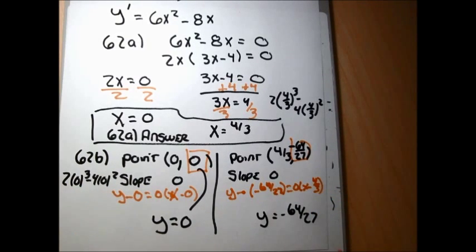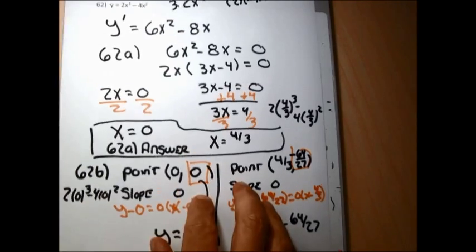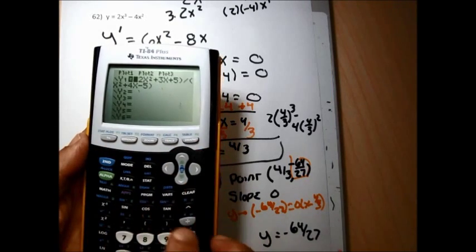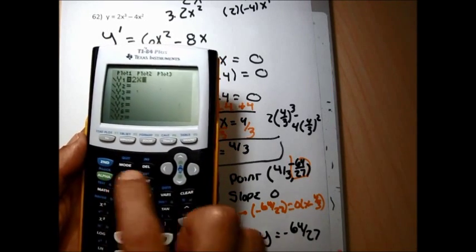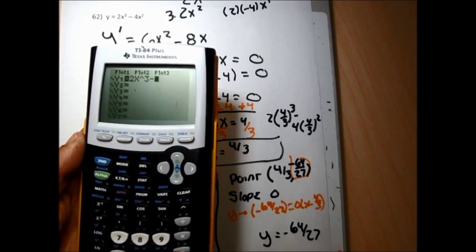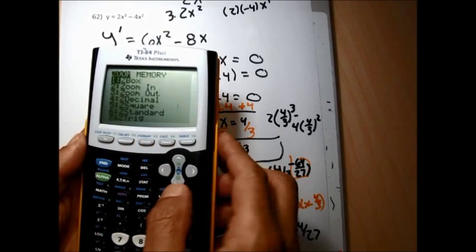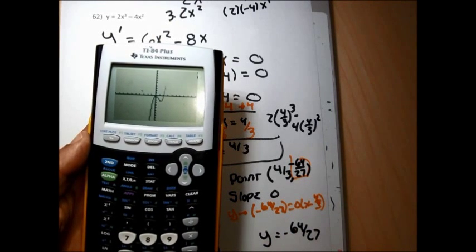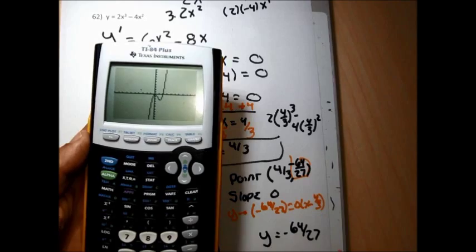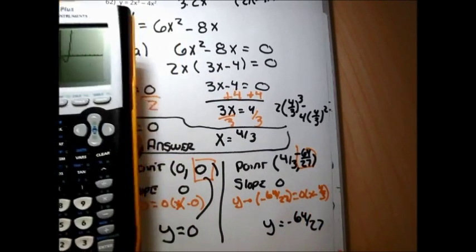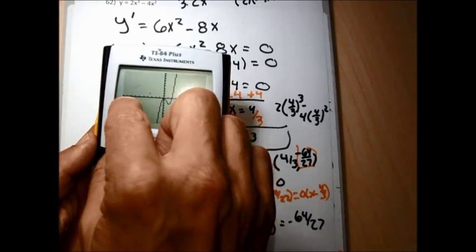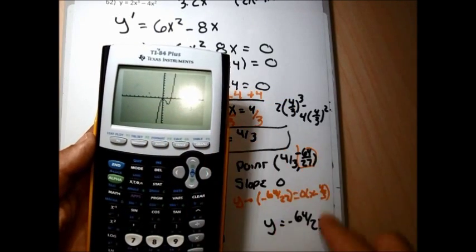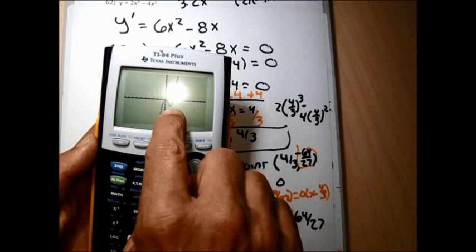I need to check these by graphing. So I'm going to graph the initial equation, and I'm going to do it on a standard window. So I'm going to go y equals clear 2x up arrow 3 minus 4x squared zoom standard. Might not be the best window, but I think it's going to be sufficient. And now I'm going to graph y equal to 0 and y equal to negative 64 over 27. The y equal to 0 is going to be the x-axis. I'm not going to see it, but it's going to touch that hump perfectly. The y equals negative 64 over 27 is going to go through that little hump right there.